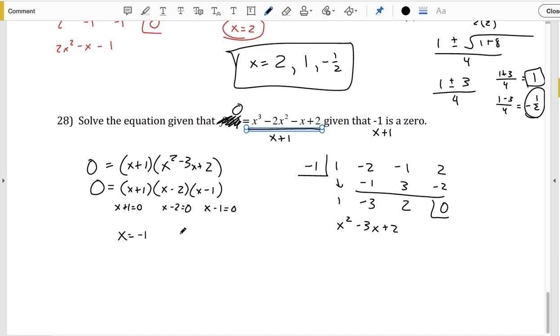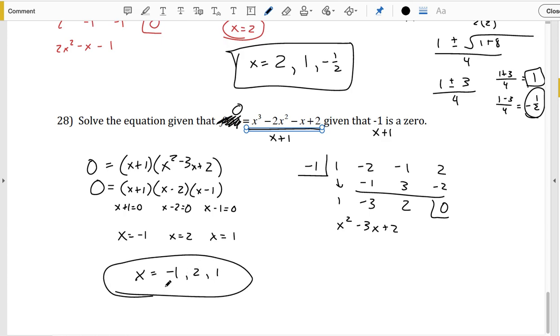So we got x equals negative 1, x equals 2, and x equals 1, which I can just write all together by saying -1, 2, and 1. So final answer, and that concludes our work on the 2.1, 2.3, 2.4 study guide.